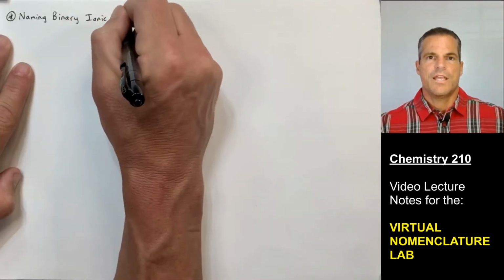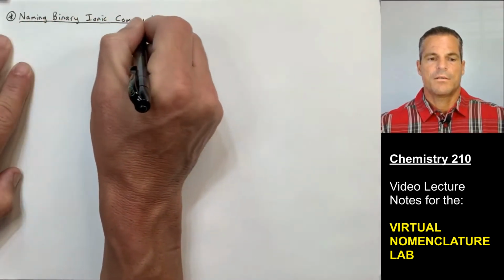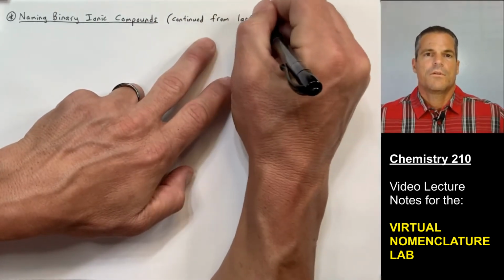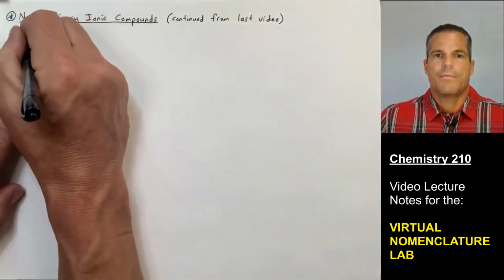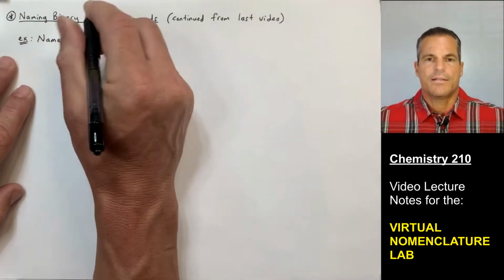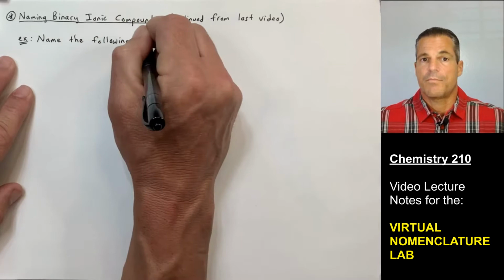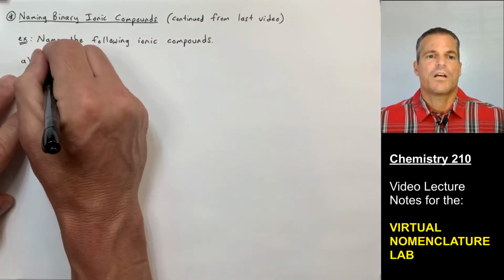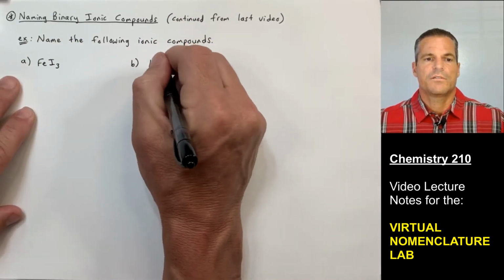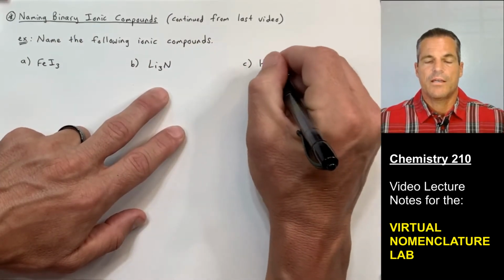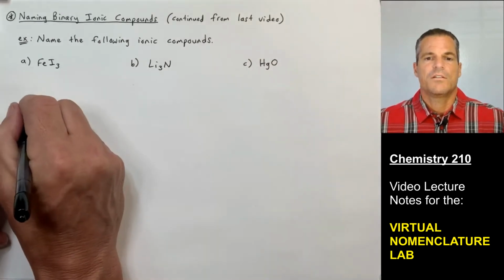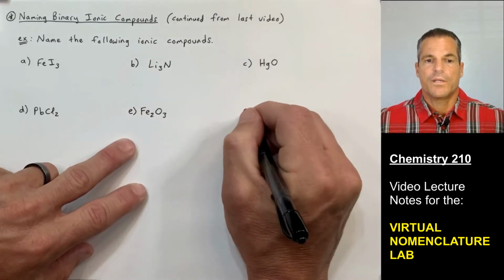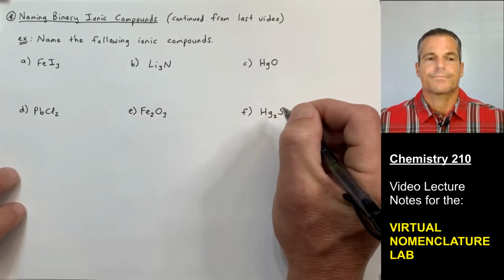Continuing today with naming ionic compounds and naming covalent compounds. So last time we left off, we learned a little bit about ions, cations, anions, and now we're talking about putting them together and naming ionic compounds. So the first topic for today, here on page 1 of our notes, is naming binary ionic compounds. So this is continued from the last video. Here's an example. Name the following ionic compounds.